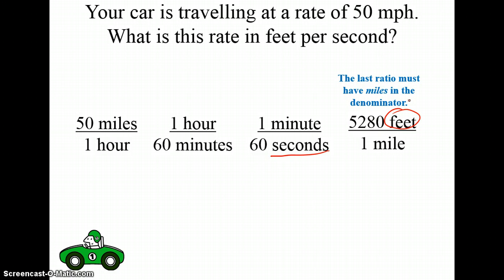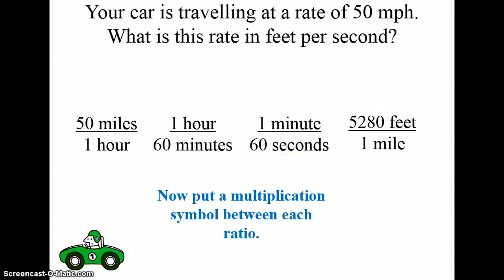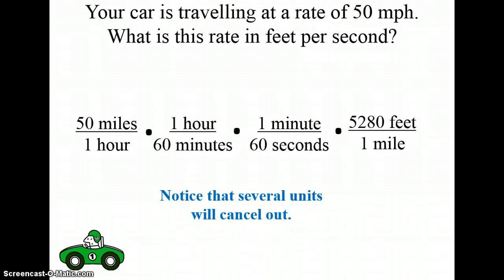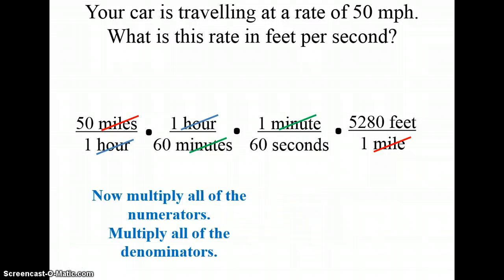I'm going to multiply all of these ratios. But first, I'm going to cancel out my common units. I can cancel out miles, I can cancel out hours, and I can cancel out minutes because I have one in the numerator and one in the denominator for each of those units. Now I simply multiply the numerators and multiply the denominators, which gives me 264,000 feet in 3,600 seconds.